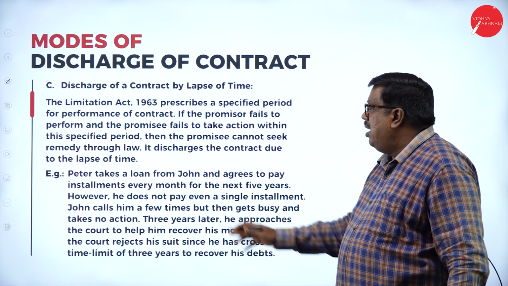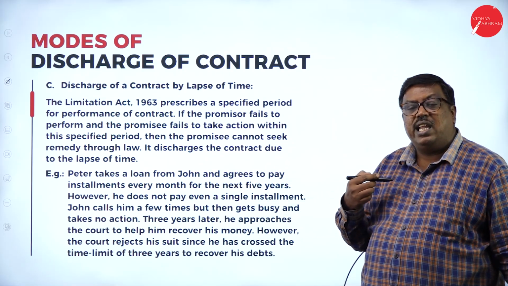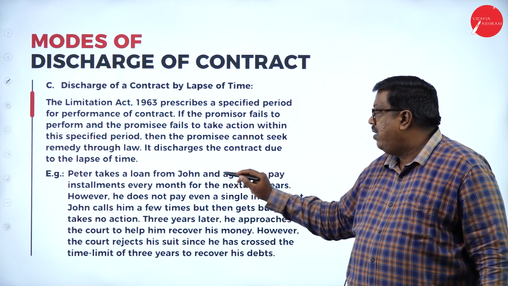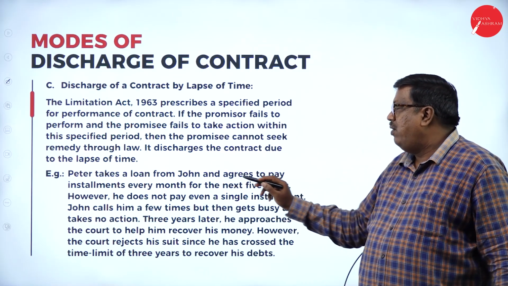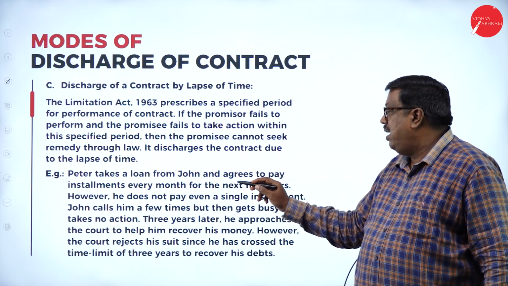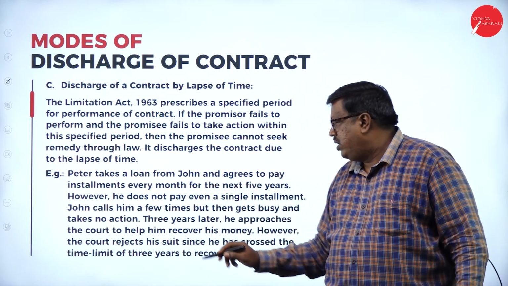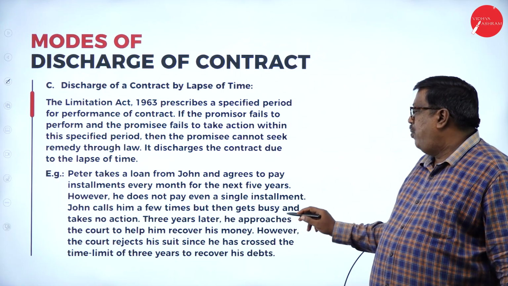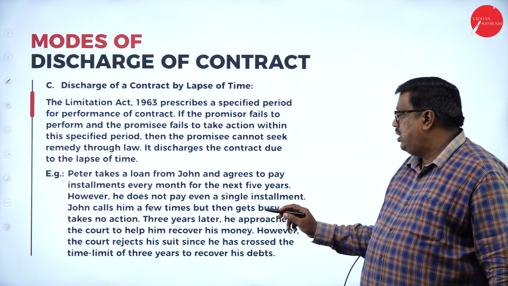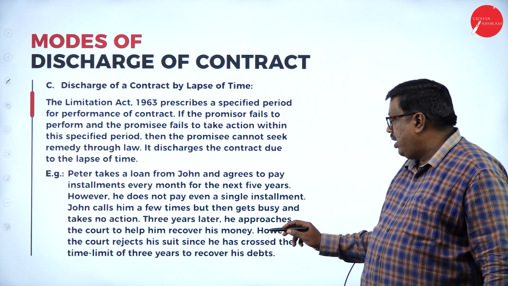Discharge of a contract by lapse of time. They say that Peter takes a loan from John. Peter is taking a loan from John and agrees to pay installment every month for the next 5 years. However, he does not pay even a single installment. John calls him a few times, but then gets busy and takes no action. 3 years later, he approaches the court to help him recover his money. However, the court rejects his suit since he has crossed the time limit of 3 years to recover his debts.